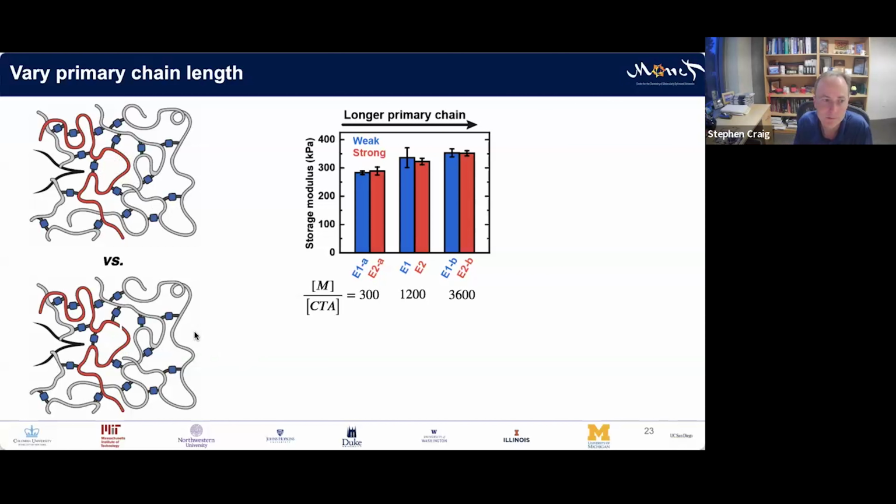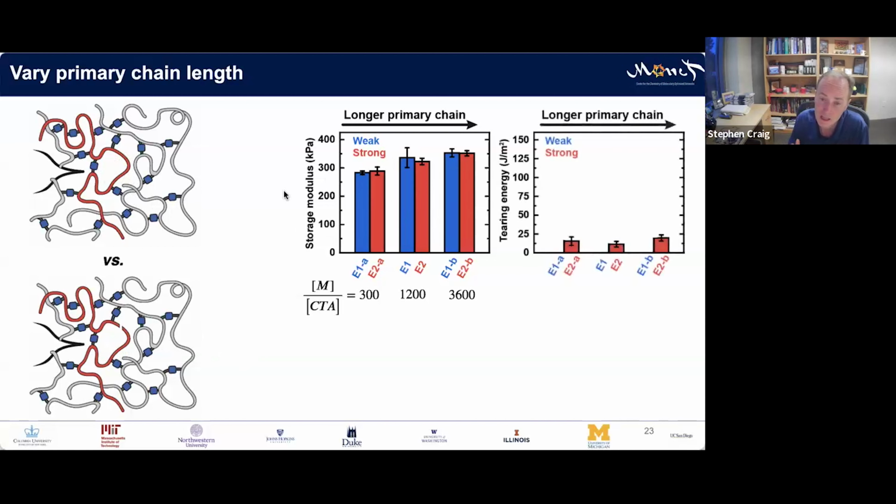So when he does that, what he sees is that the control networks and the mechanophore networks look the same, they swell the same, they have the same modulus, how much force it takes to deform them at very low strains. The difference comes when you now start trying to tear them, okay? If you try to tear the network made with the normal cross-linker that you would find in commodity polymers, how long the primary strand is doesn't matter, okay? They all look the same.